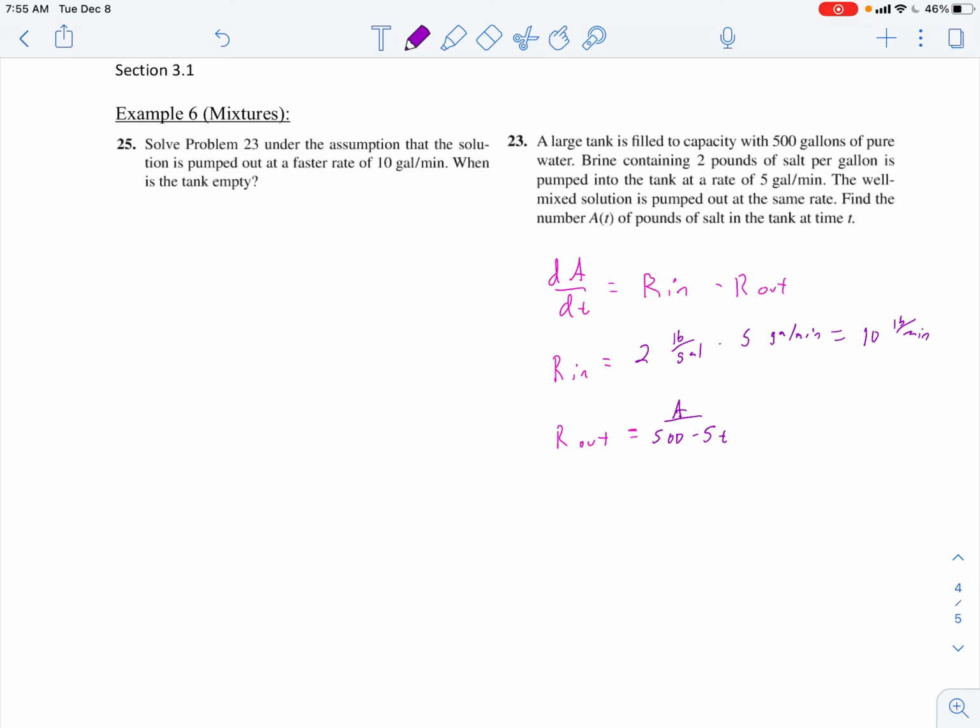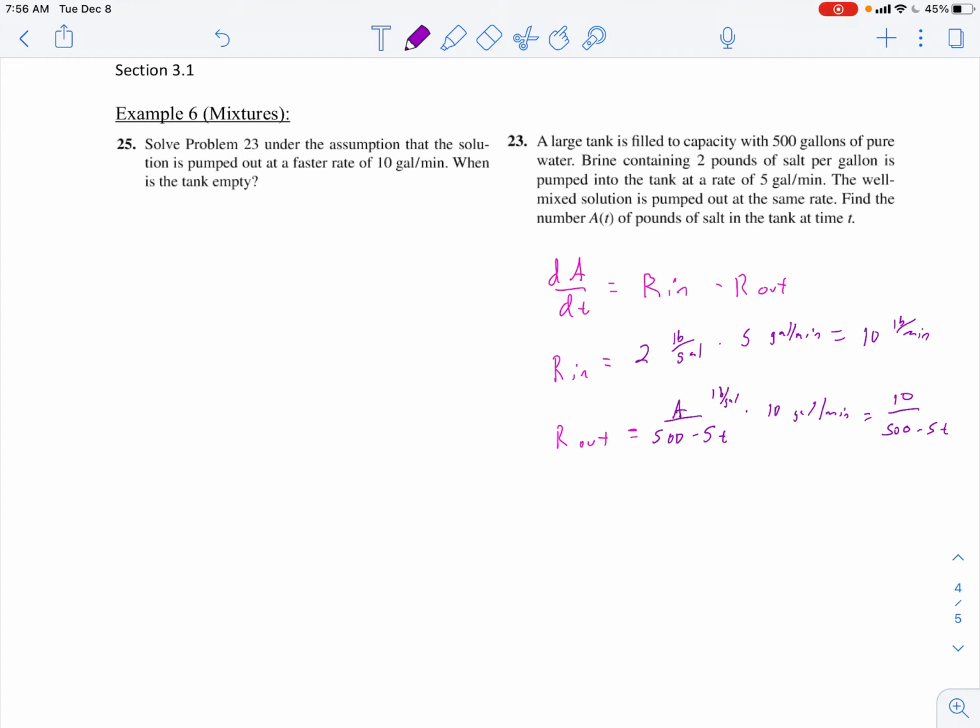It's going to be A divided by 500 minus 5t, times the 10 gallons per minute that's going out. So 10 gallons per minute. And then that's the amount of pounds per gallon of salt. And so we're going to get 10A over 500 minus 5t.